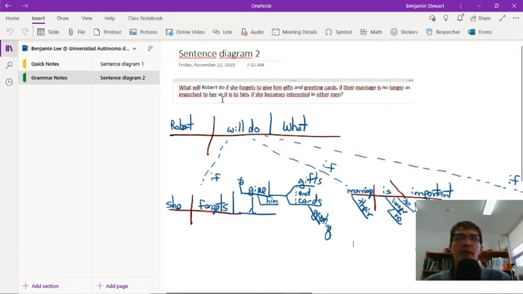Now here we have two options. If you have the interrogative pronoun as an expletive, that's fine. I think I would ideally put this as a direct object. So Robert will do what, is the direct object of the verb will do. It's expressing what Robert will do. So I would include this as the direct object.